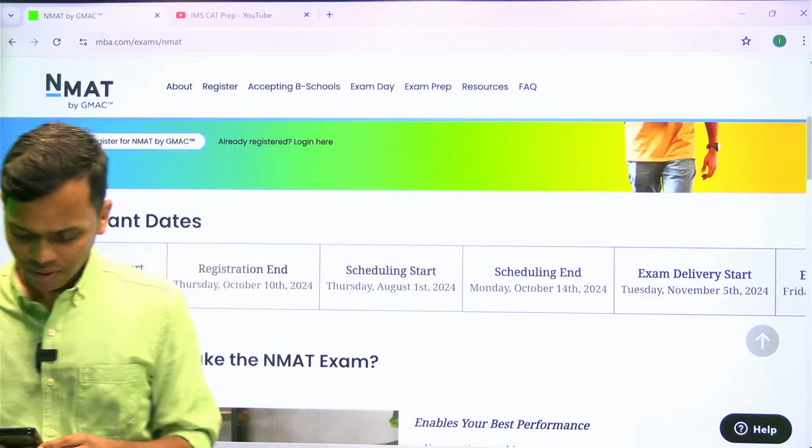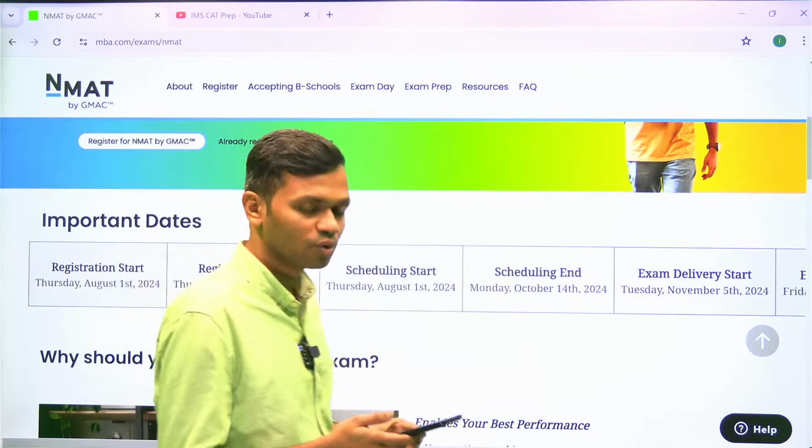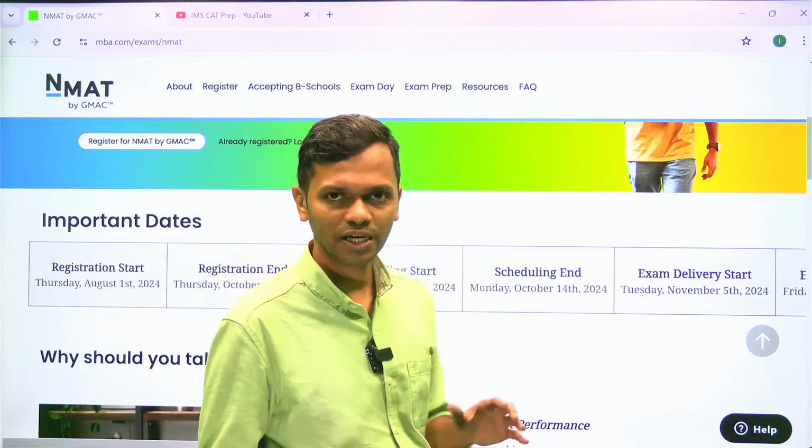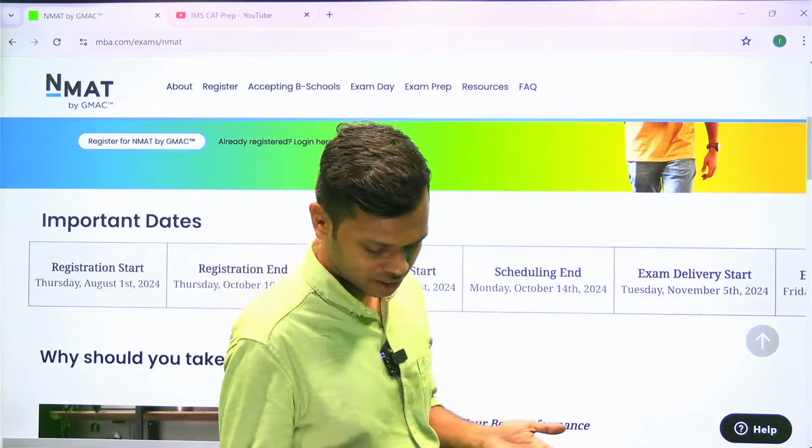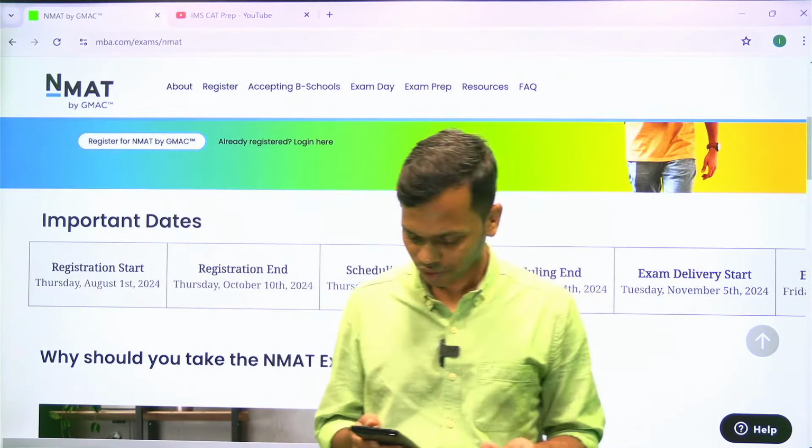Bhaskar has asked, NMIMS considers only the first attempt regardless of the score, high or low? Yes, that is what it has been previously. We'll of course wait for this year's notification. When will NMAT mocks be released? We are going to announce that date very soon, so stay tuned for that.